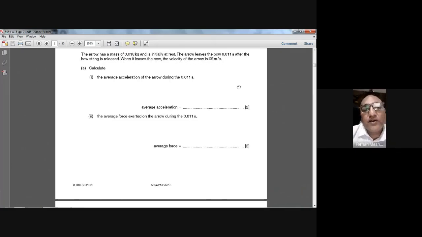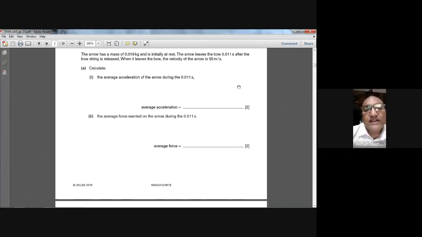The initial velocity of the arrow was 0. And the final velocity of the arrow is 95 meters per second. And the time taken for this change in velocity is 0.011 second. So we can very easily find out the acceleration.